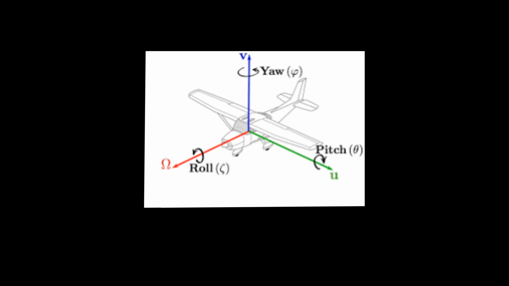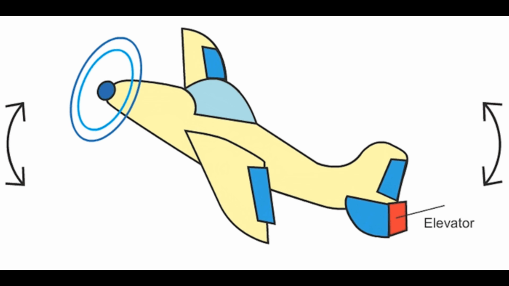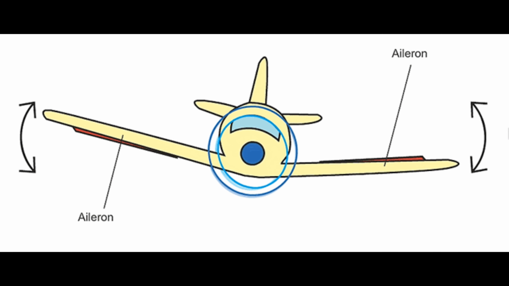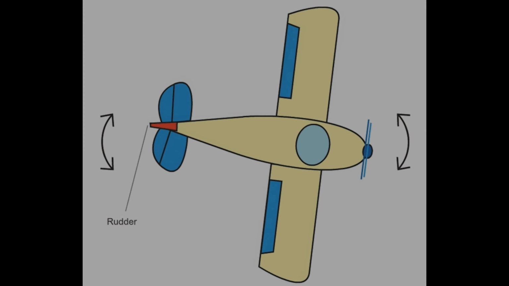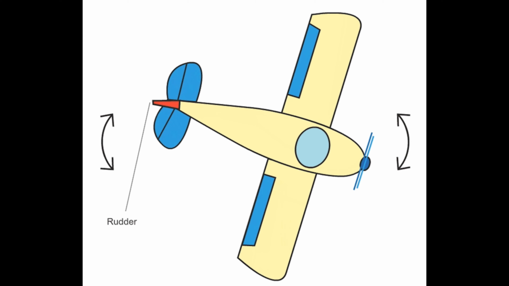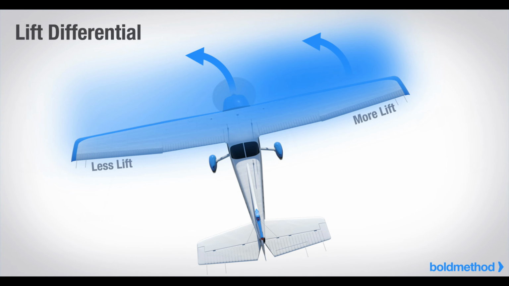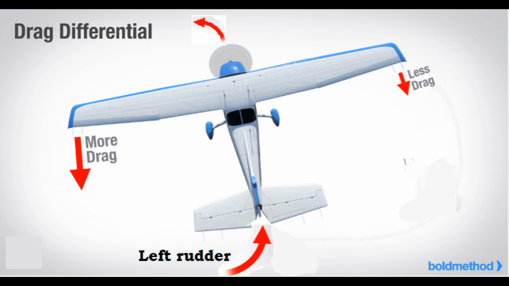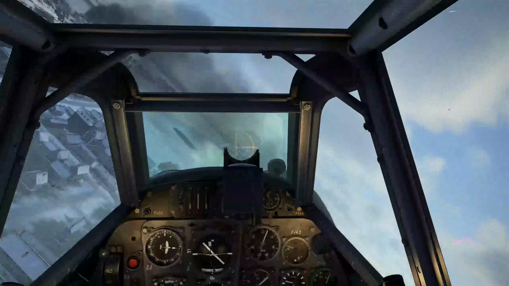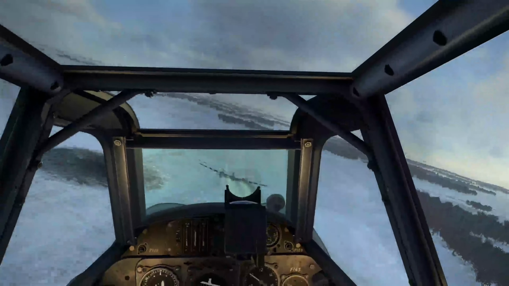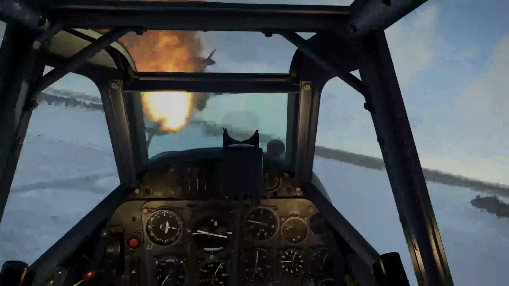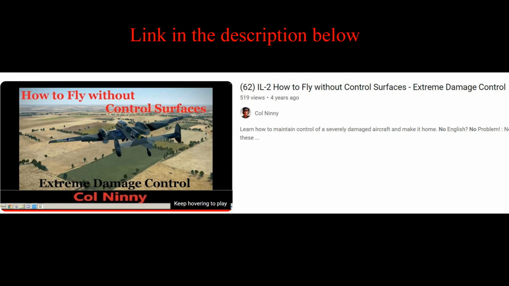An aircraft has 3 axes of control: pitch, roll, and yaw. Whenever we move a control surface like the elevator, the rudder, or the ailerons, we create a combination of lift and drag. Understanding what's going on with your aerodynamics will help you to fly the airplane when you've got pieces missing. For more details on how to fly without control surfaces and still survive, check out this video.